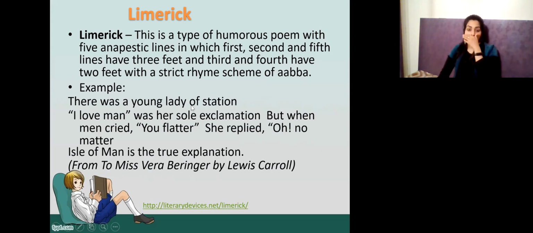Example: There was a young lady of station, I love man was her sole exclamation. But when men cried, you flatter, she replied, oh, no matter, I love man is the true explanation. From Miss Vera by Lewis Carroll. So you can go through this poetry of Lewis Carroll and understand what a limerick type of poetry is, which has this rhyme scheme. You can see the rhyme scheme in this small stanza that I've given here. AABBA is the rhyme scheme.